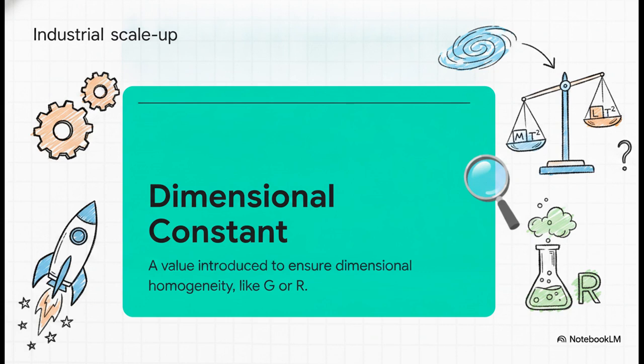So if an equation doesn't naturally balance out, engineers have to introduce a dimensional constant, like the gravitational constant G or the universal gas constant R. These constants aren't just random numbers. They have a very specific job. They magically fix the grammar of the equation by providing the exact dimensional units needed to make the left side perfectly match the right side.